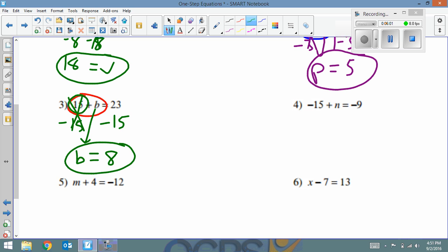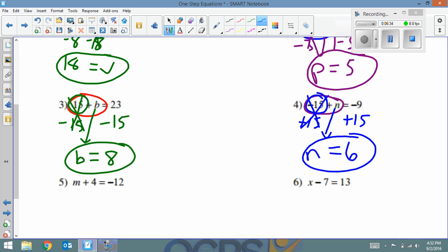Okay, let's look at another one. Again, find our letter. So here's our letter on this side. Now find the number next to the letter. It's there. Okay, right now it's negative 15. So the opposite of being negative 15 is being positive 15. And whatever I do to one side, I have to do to the other number. Okay, so we're going to cancel that out. That n's going to come down. The equal sign will come down. And then it's going to be negative 9 plus 15, which gives me an answer of 6. So our n is equal to 6.